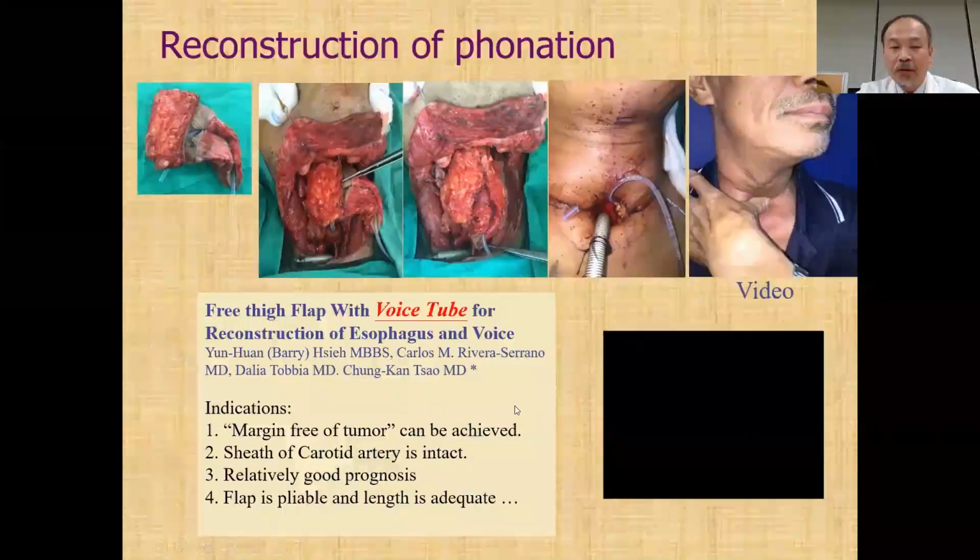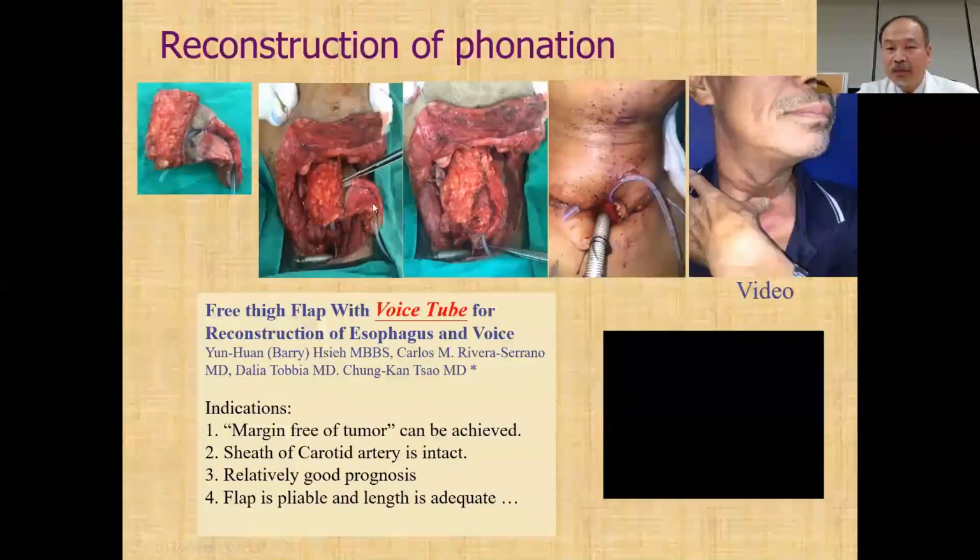And if the margin of the tumor is free, and the sheath of the carotid artery is intact, which means not friable, and the prognosis is relatively good, the flap is pliable and the length of the flap is adequate, then we can do this kind of design. Here is for the esophageal bridge, and then an additional voice tube.